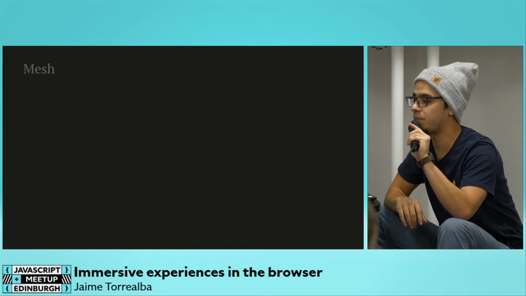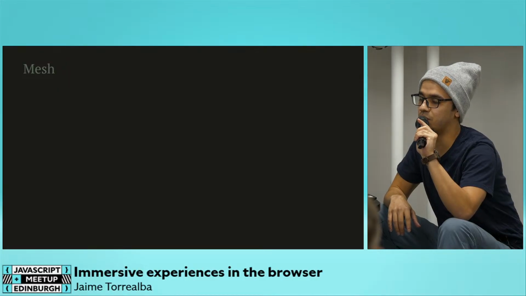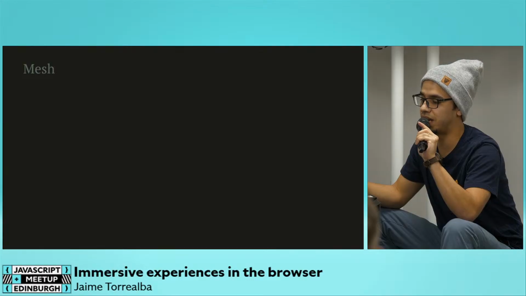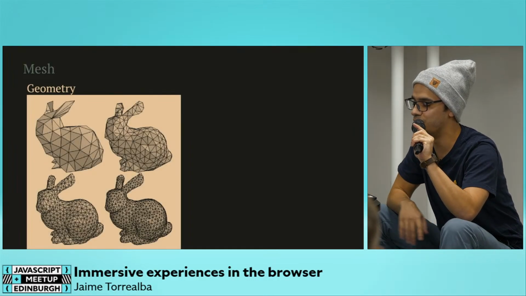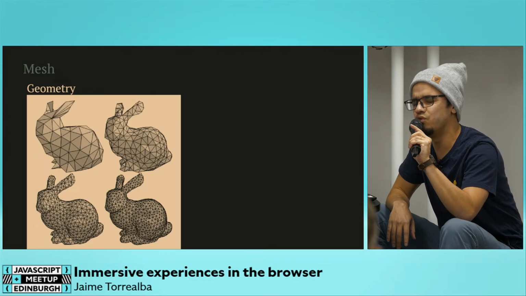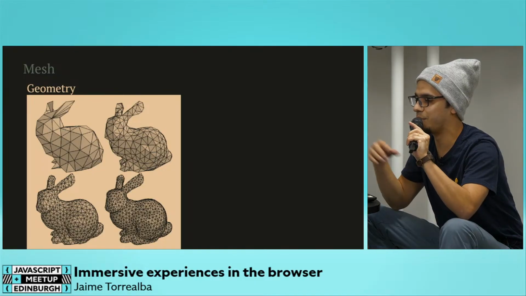Okay, the mesh. Mesh is how we call 3D objects. Basically, there are different types of meshes. The most common one is the polygon mesh, which is formed by triangles. And we love triangles. And GPUs are really, really good at making triangles on the screen. That is what they're built for.